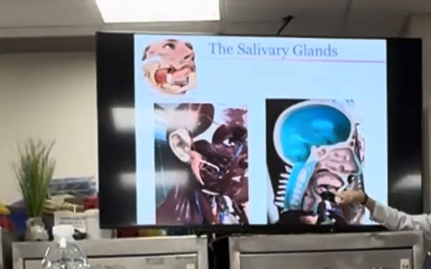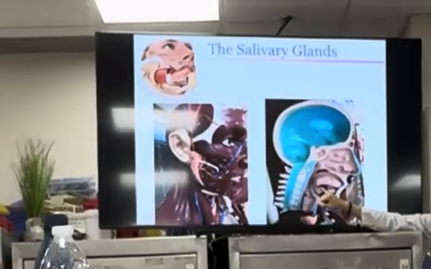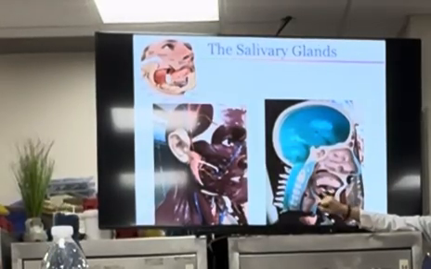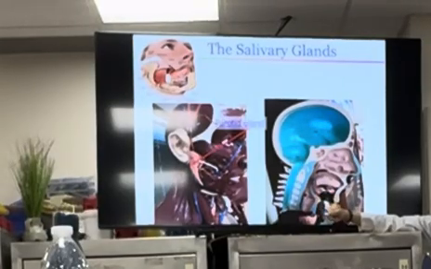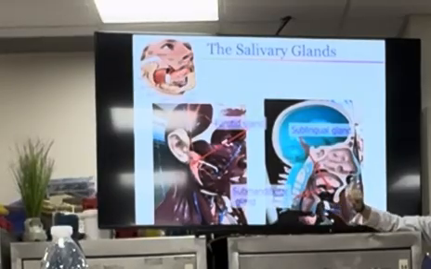One that is right under the tongue would be the sublingual, and this larger one would be the submandibular. All of this is labeled here. So that's the parotid gland, that's the sublingual, and that's the submandibular gland.